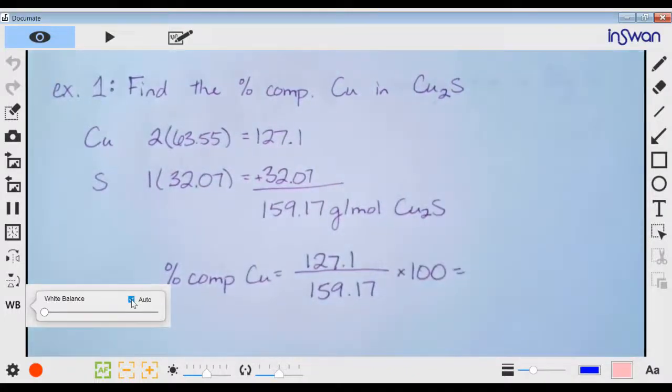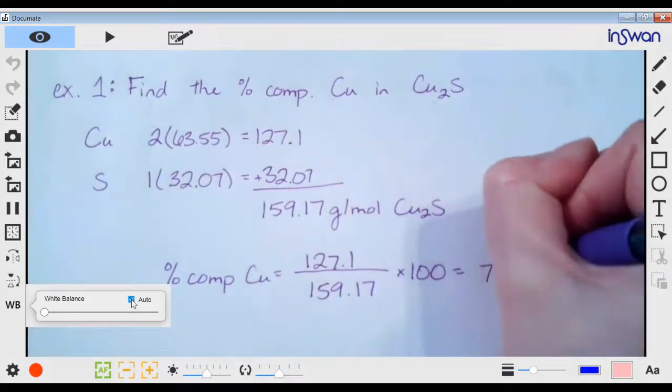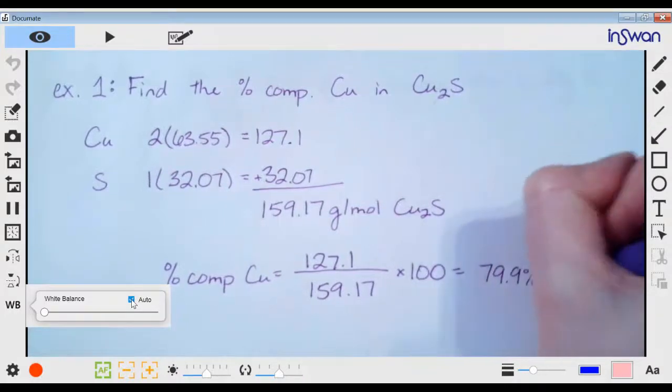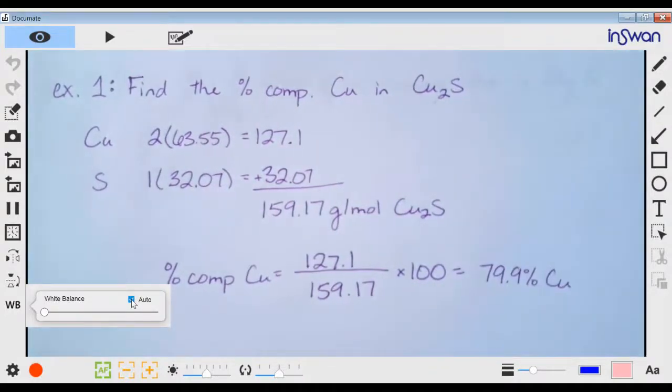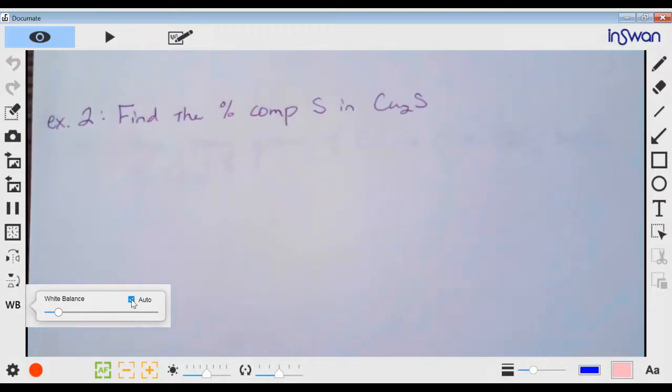So 127.1 divided by 159.17. And then I'm going to multiply that by 100. And for these, I'm just going to go ahead and round to the tenths place. So I end up with 79.9% copper. Okay. So for my next example, I want to go ahead and find the percent sulfur in my copper sulfide.